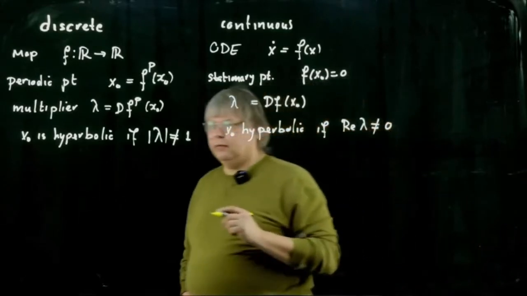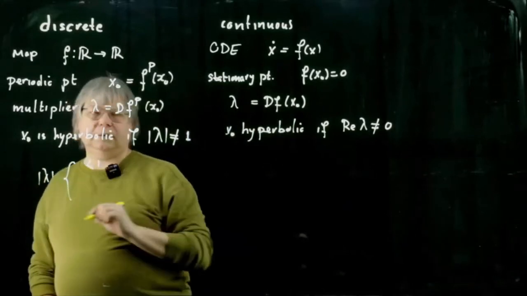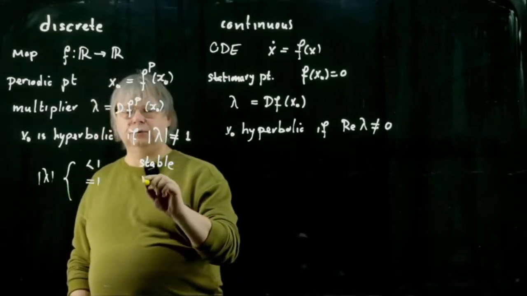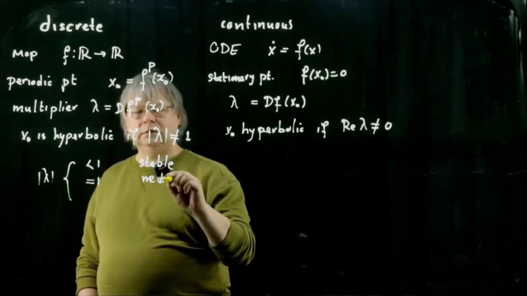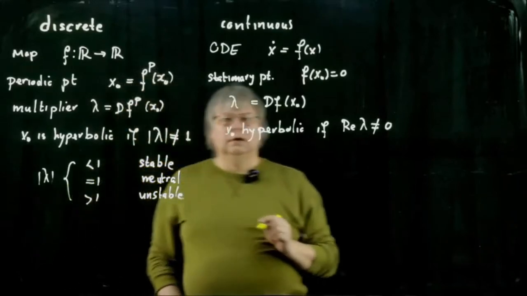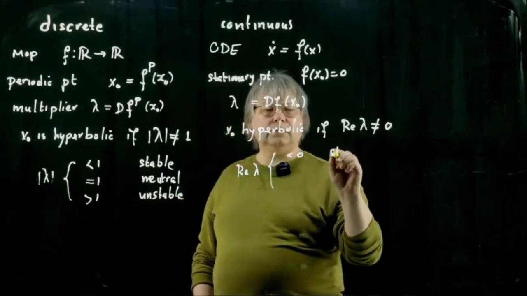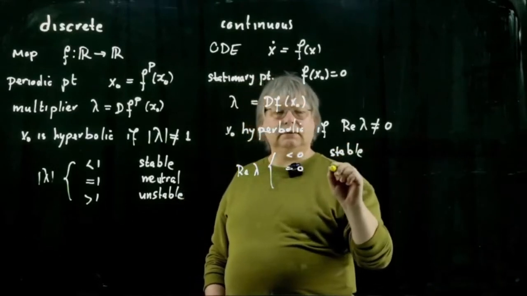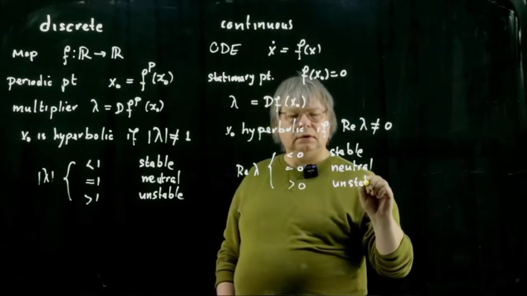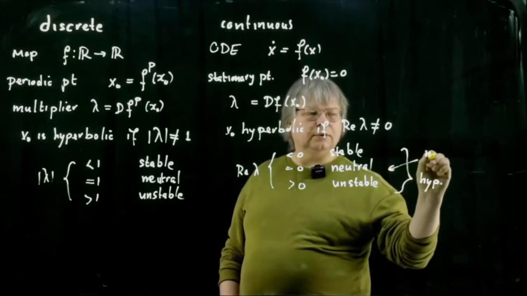Okay. And we know that if lambda is less than 1 in absolute value, then this periodic point is stable. If it's equal to 1, then it's neutral. If it's bigger than 1, then it's unstable. Whereas in this case, the real part of lambda can be less than 0, then it's stable. Equal to 0, then it's neutral. And bigger than 0, then it's unstable. So the outer ones are hyperbolic, and that is not hyperbolic.